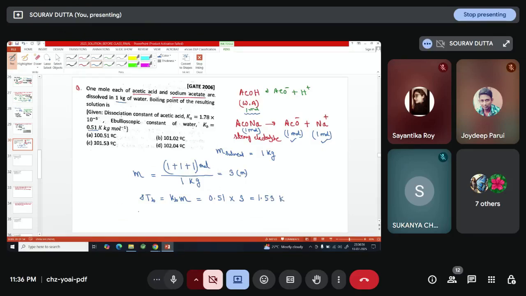Now Kelvin or degree C, I have said the change is the same in both. The change is same in both scales because 273 is in both. So we can also write 1.53 degree centigrade.